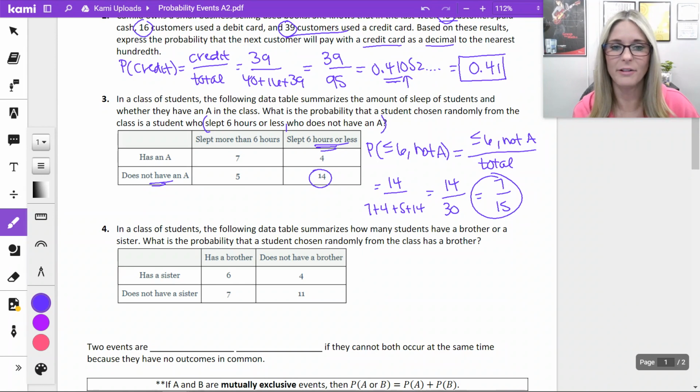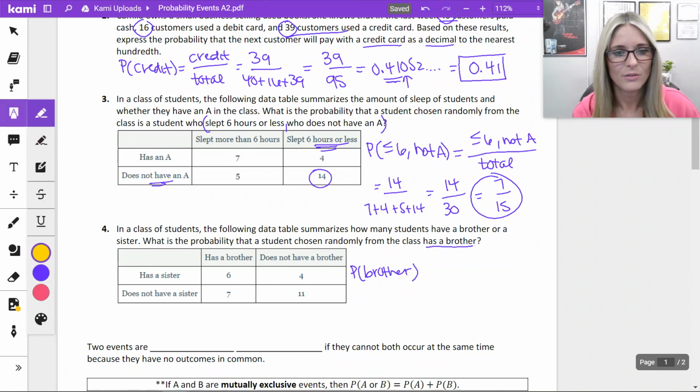In a class, the following data table summarizes how many students have a brother or a sister. What's the probability that a student chosen randomly from the class has a brother? So let's write here, we're looking for the probability of a brother. Let's take a peek at our table.